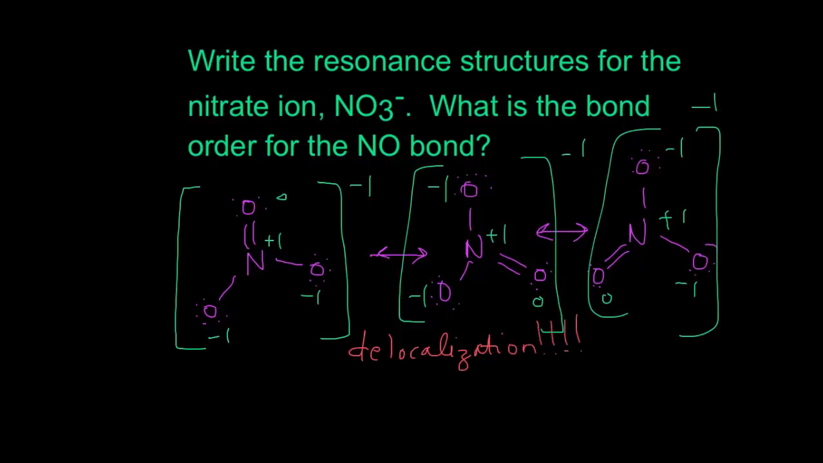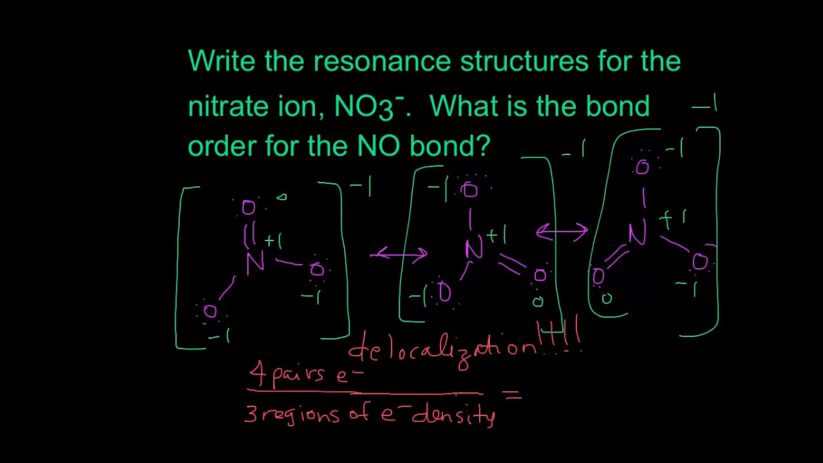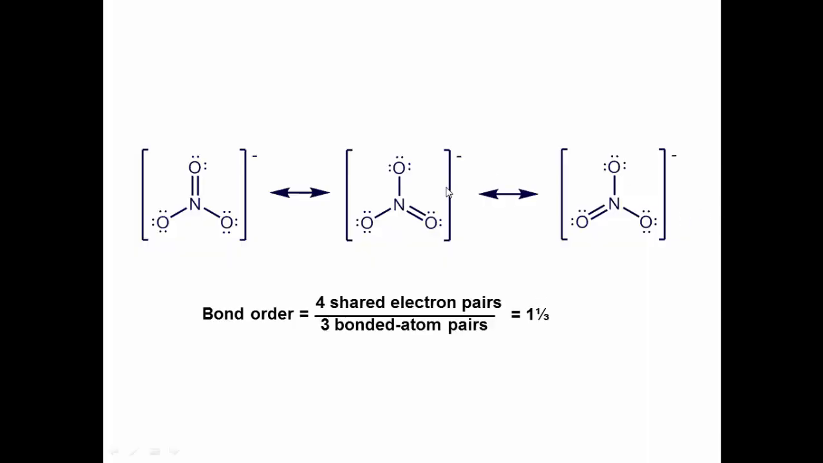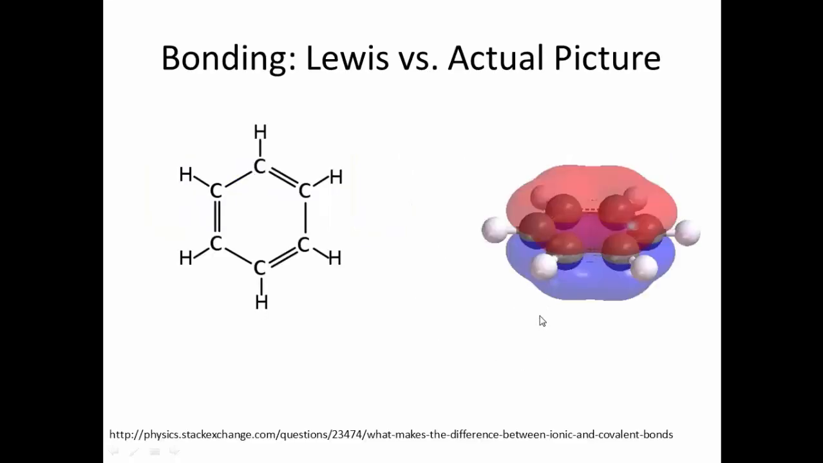What we actually have is that this double bond is spread out over the entire molecule. So we have 4 pairs of electrons spread out over 3 regions of electron density. So we actually have a bond order for the NO bond of 4/3. Alright, so nitrate is a great example of resonance and how the actual structure is a combination of these 3 resonance structures, and the bond order is 1 1/3.